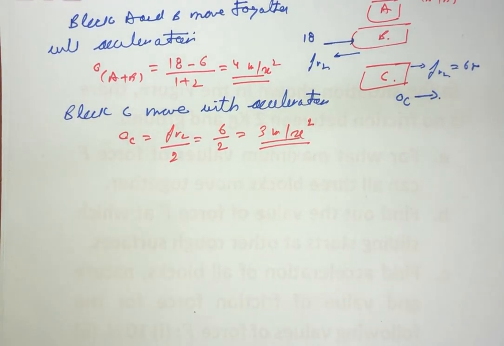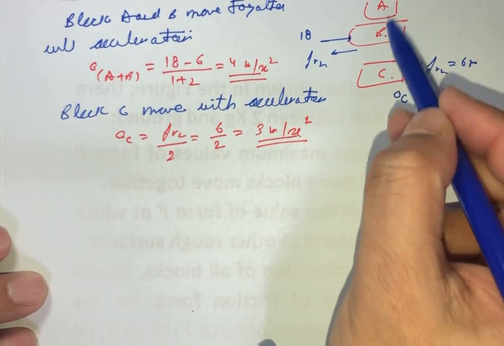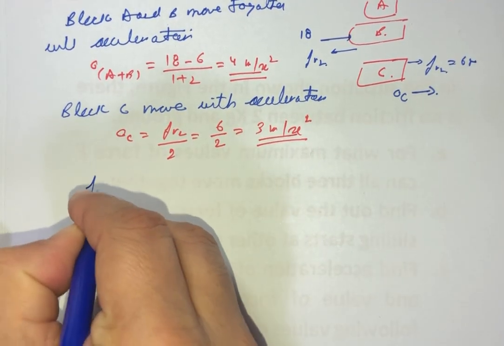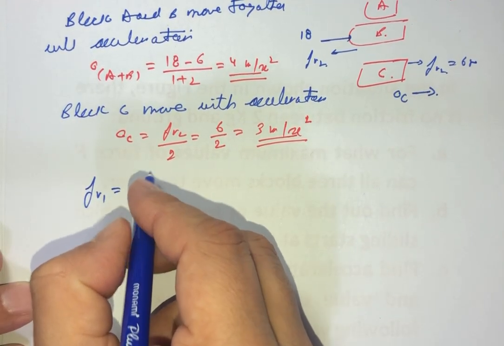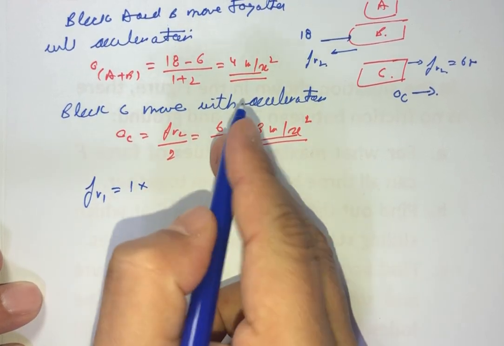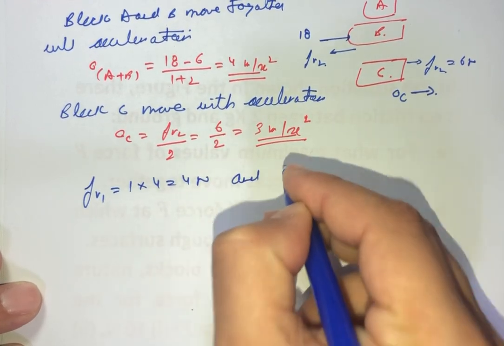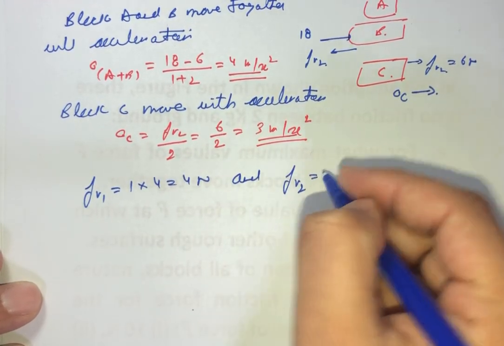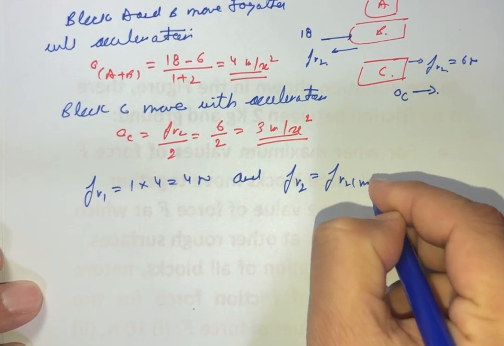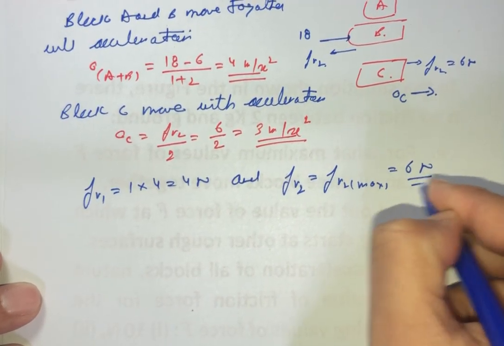And yeah, we are also supposed to find out the force of friction. Okay, so A and B are moving together, so we can say Fr1 will be equal to 1 into the acceleration, which is 4, so this is 4 Newton. And Fr2 will be equal to Fr2 max, which we already calculated as the sliding between B and C. This is becoming 6 Newton.